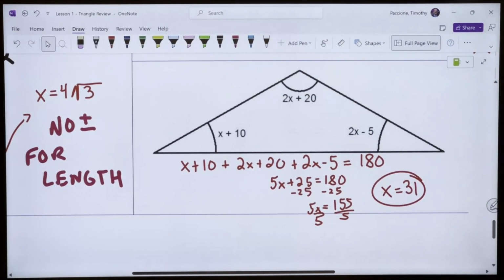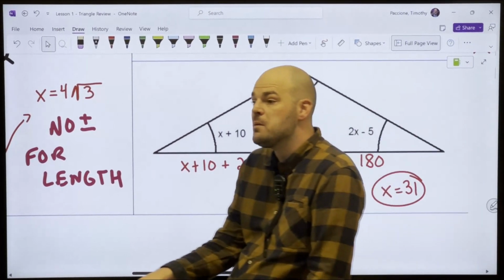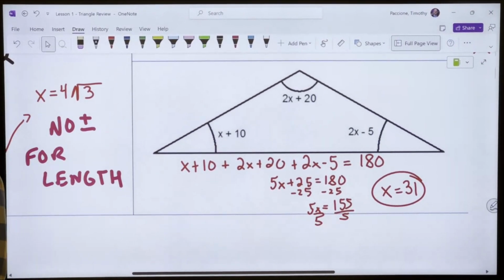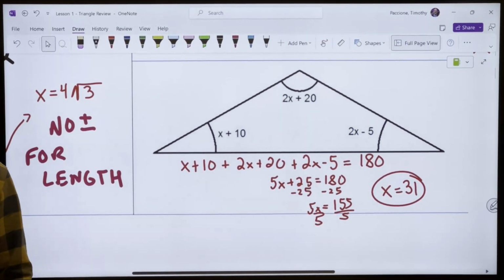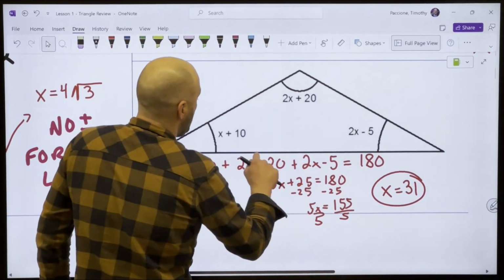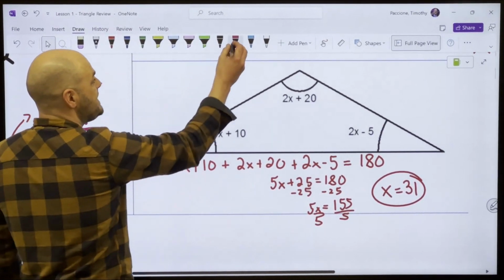I was trying to find all the missing angles of this triangle. I just found them. No, I didn't find them, right? Biggest mistake here is to do all the right math but not answer the question. If I said, find the missing angles in this triangle, have you found any of them yet? No, you just found a piece of them. If x is 31 and this angle is x plus 10, what's the actual angle?